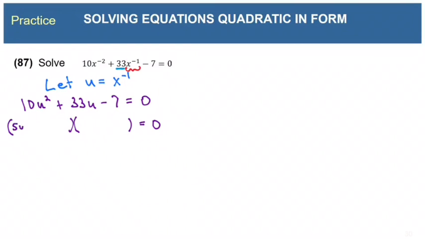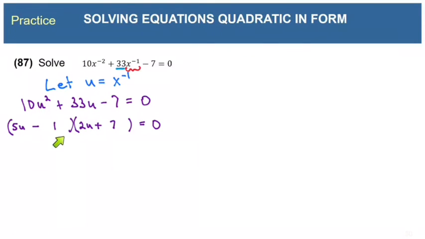10u squared can be 5u times 2u. The signs need to be different. And last times last needs to be 7. So let's put the 7 here and the 1 here. And that way our middle term will be 35u minus 2u, which adds up to 33u, which is what we wanted. So this factoring is good.